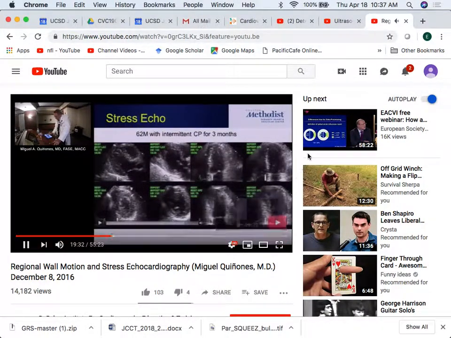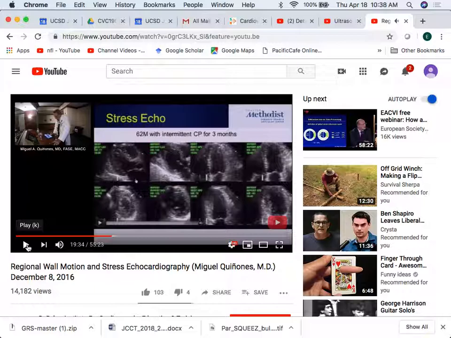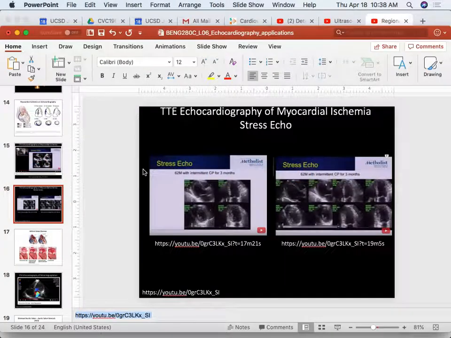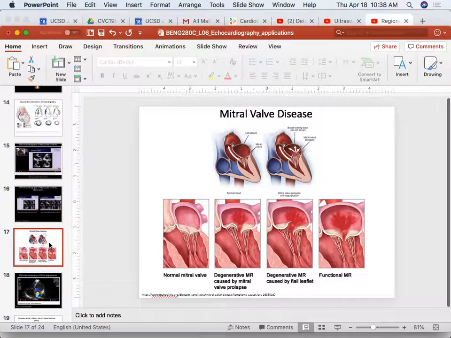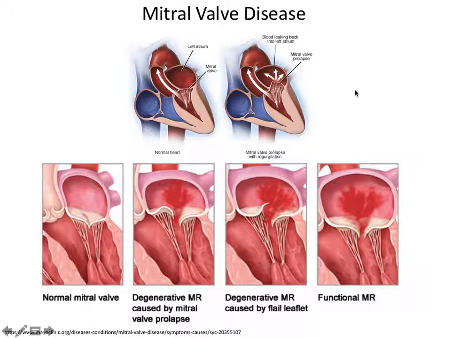And it's done that way. It's done visually. People don't really do things quantitatively by measuring wall thickening or anything like that. They just look at it and become experienced at doing that.